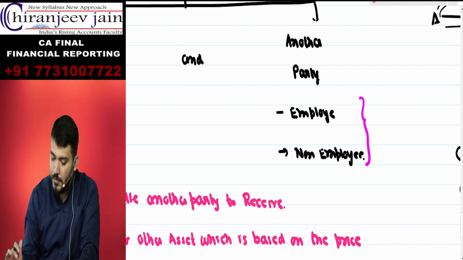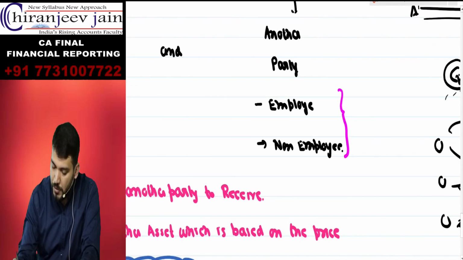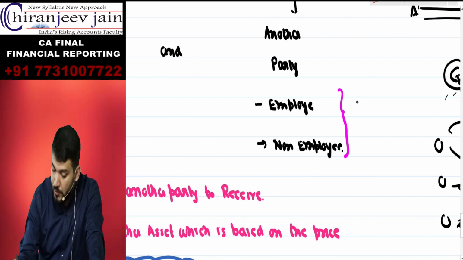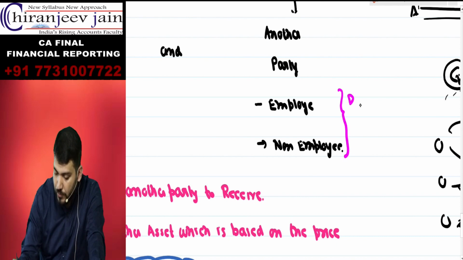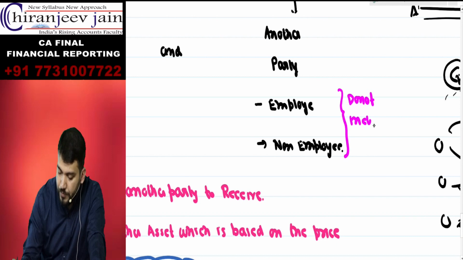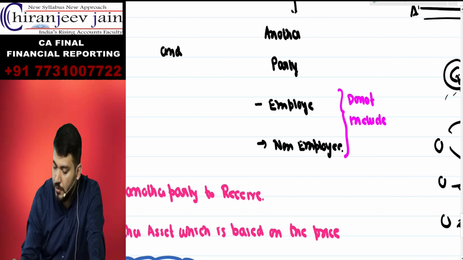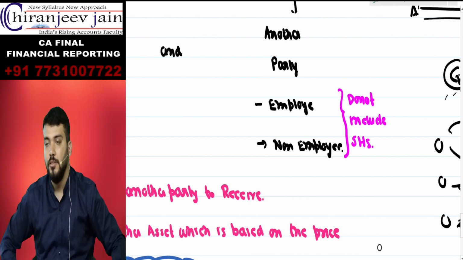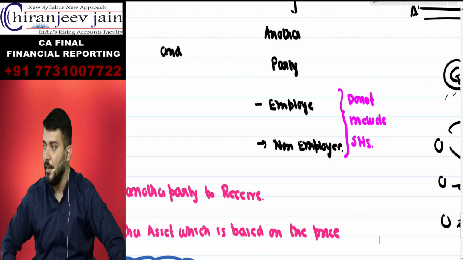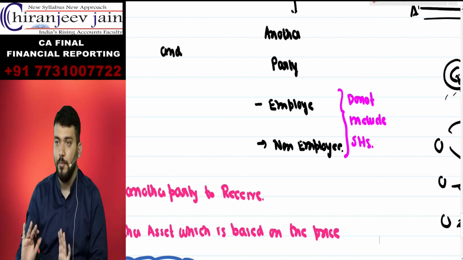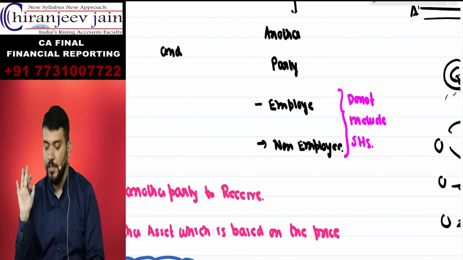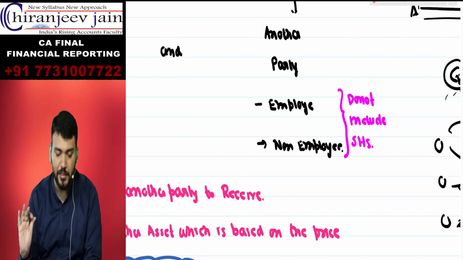and non-employee do not include shareholders. Are you getting what I am saying? When I am saying employee or non-employee, other than what? Shareholders. But let us understand why I have written other than shareholders.